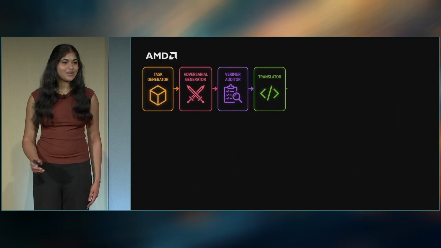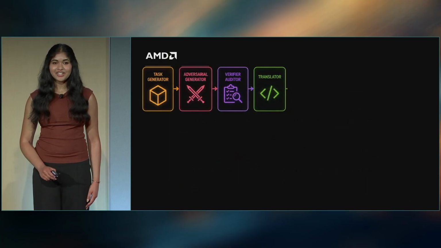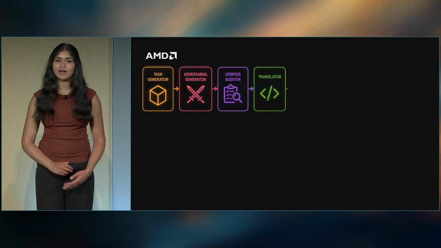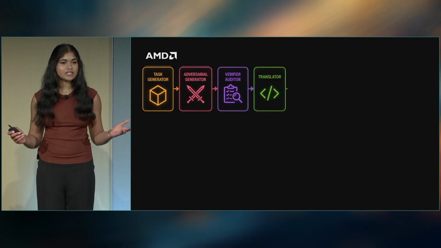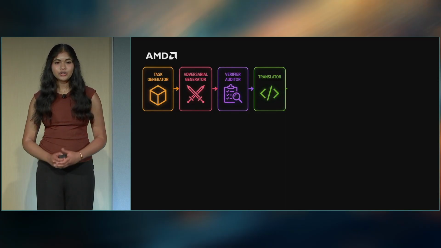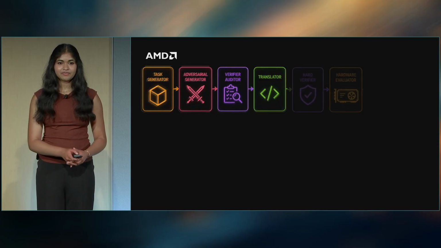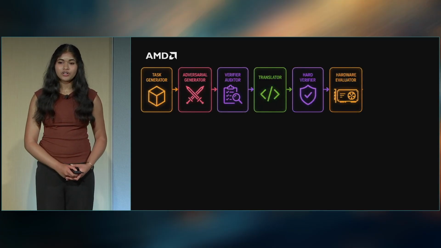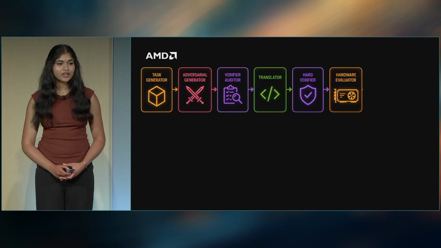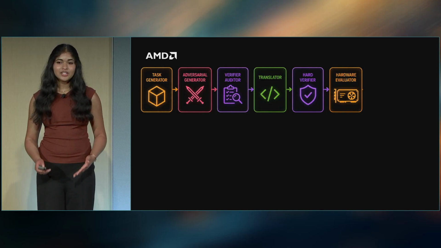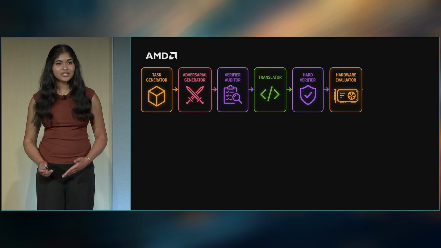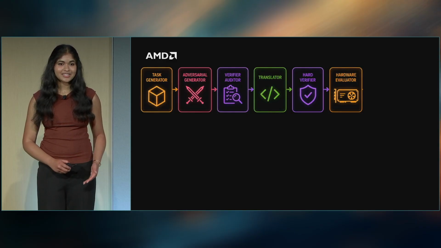Great. Now that we've covered all 3 methods of our synthetic data generation, let's go back to our multi-agent pipeline. The most important agent on the slide here is the translator, whose sole purpose is to take all of the synthetic tasks we just created and create valid HIP kernels for them that are correct. From there, we have a hard verifier and a hardware evaluator. The goal of both of these agents is to 1, compile the kernel, 2, get a baseline runtime measurement, and 3, check if it's correct.